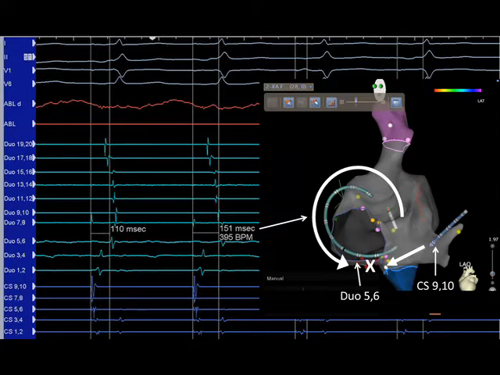During ablation, a change in the atrial activation pattern should be seen. There should be an abrupt increase in the conduction time across the CTI. In this case, the coronary sinus is on the medial side of the CTI and the Duo 5/6 catheter is on the lateral side. Initially, the time across the CTI with coronary sinus pacing is 110 milliseconds. When there is block across the line, it abruptly increases to 151 milliseconds.